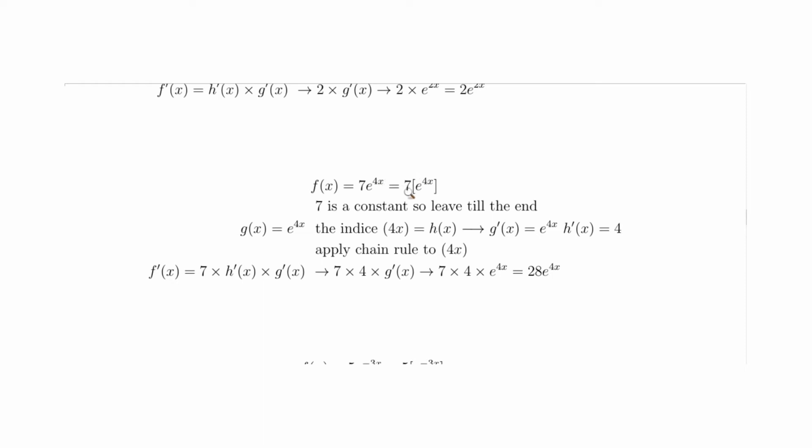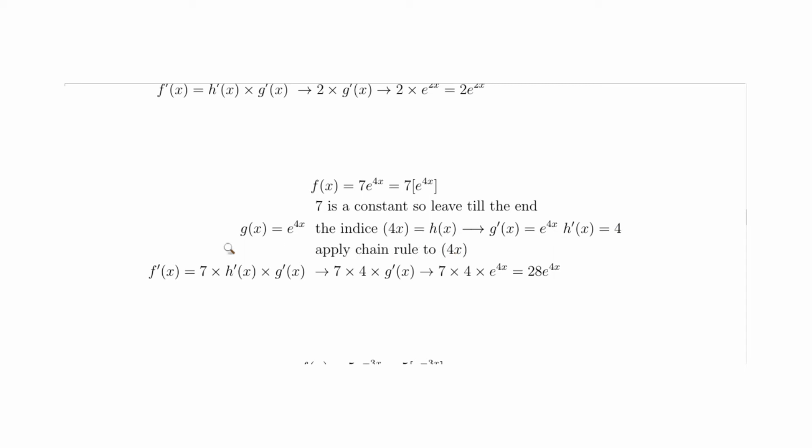So we set it up as 7 times e to the 4x, where 7 is a constant, so we leave that till the end. We forget the 7 for now. So g of x equals e to the 4x. The indice is 4x, which is h of x. So g prime of x is e to the 4x, times the derivative of h of x, which is 4. So applying the chain rule to that 4x, that's what's going on here.